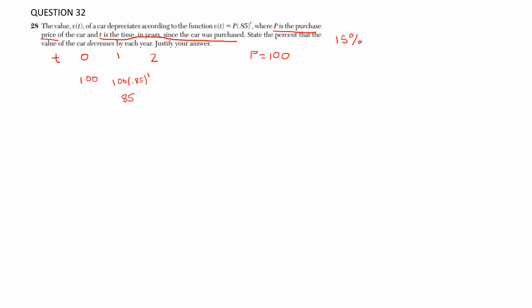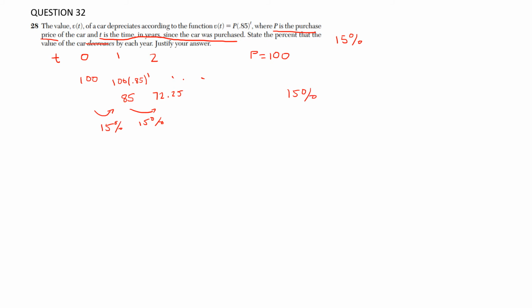And now this same pattern continues after each year, where you take 85% of 85, which would be 85 times 0.85, which would be 72.25, and that continues. So we know that from here to here, it decreases by $15, right? And that's 15%. And in the same manner, it decreases by 15% from the first year to the second year. So we know that the value of the car decreases by 15% each year.